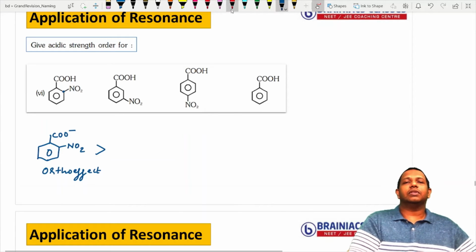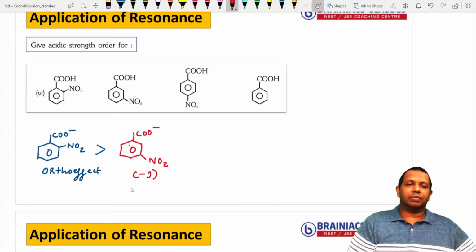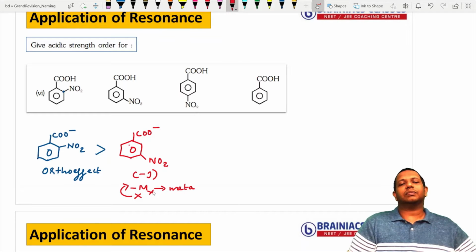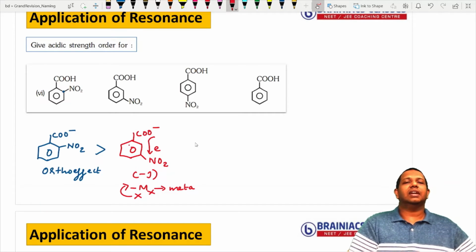Now the next one, you have again a carboxylic acid derivative. So CO minus, and NO2 is present at meta position. When it is present at meta position, only minus I effect is there. Minus M will not come. Why is minus M not there? Since it is meta position, minus M is not there. So through minus I effect, it will attract the electron in this direction, making it a good acid.